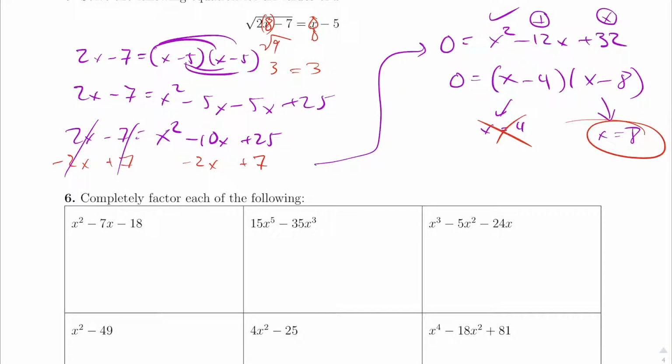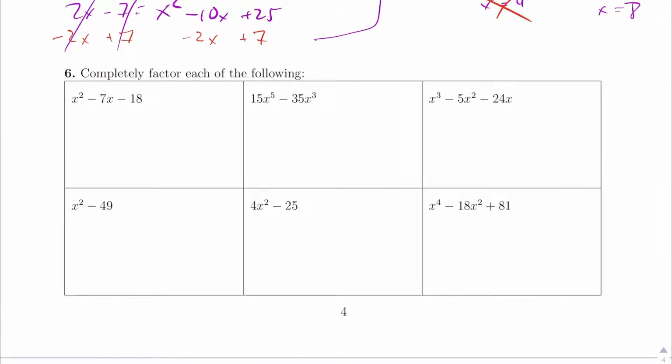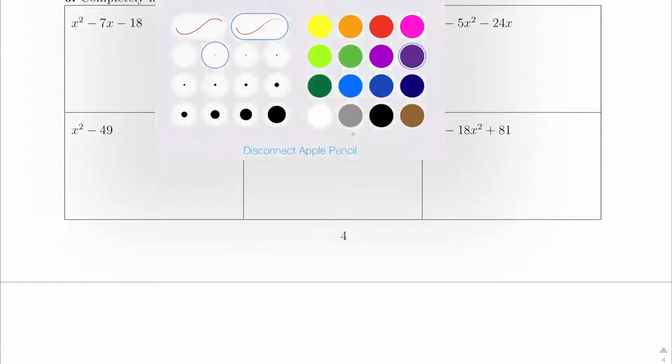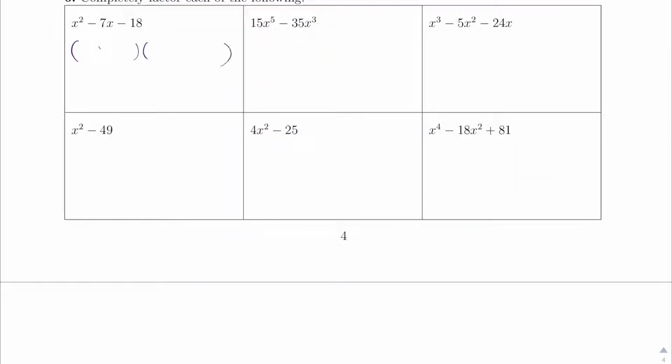Completely factor each of the following. So, oh no, it's not letting me move the, there we go. Completely factor each of the following. So for the first one, it looks like a sum and product like we had before, so we set it up. And we're looking for two numbers that sum to negative 7 and have a product of negative 18. x times x. Now, negative and positive, it's going to be the bigger one is negative to make negative 7, so negative 9 and 2.